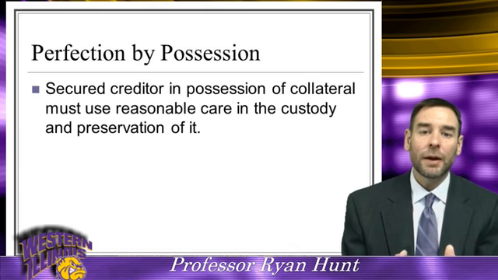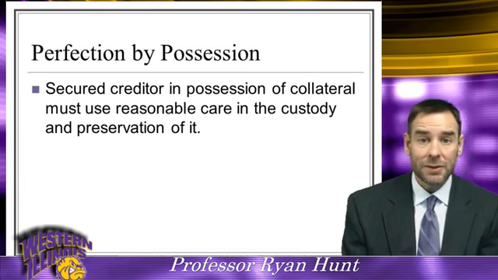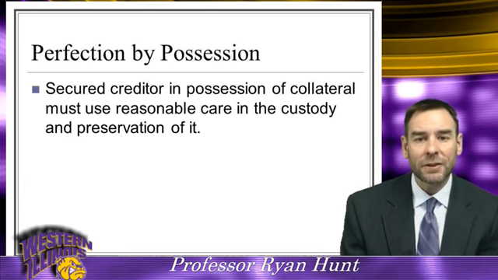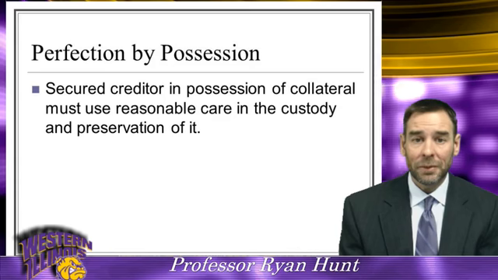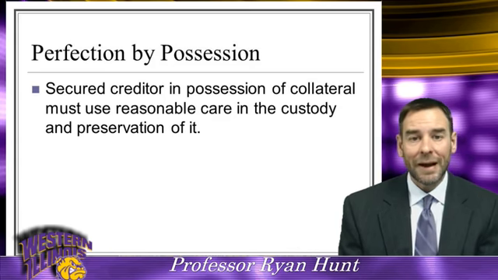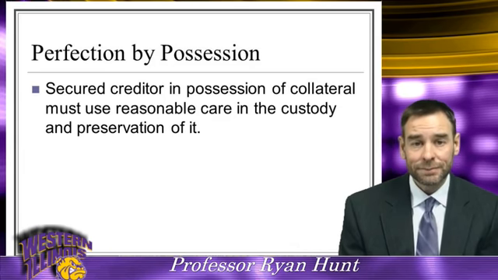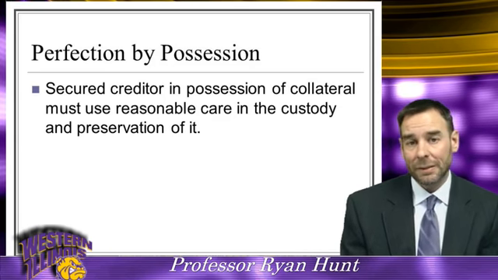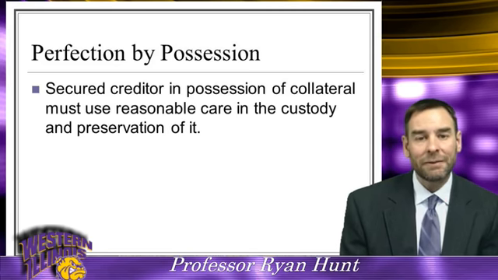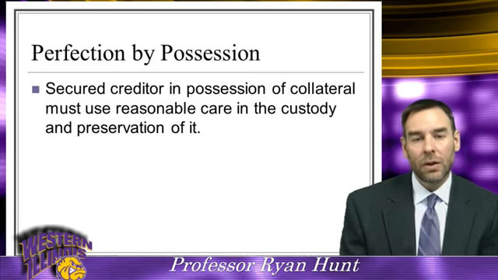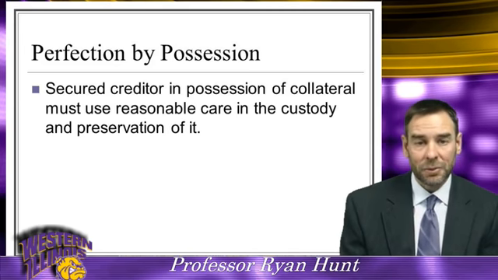So if I take your property as collateral, and it's, again, let's use something that's somewhat fragile, an original painting, right? It's an original Rembrandt painting. It's very valuable. If I'm going to loan you money and I'm going to take the painting as security, and I'm going to do that by possession, I have to take care not to ruin it while it's in my possession. And if I ruin it, you could sue me, right, as the debtor for ruining your personal property.